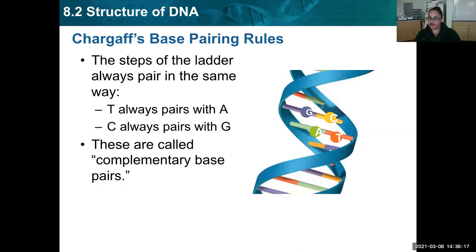And if you need help remembering that, A and T, they're letters that are made of sticks. You got an A, you got a T. The sticks stick together. And then C and G are the curly letters. The curly letters stick together. And these are called complementary base pairs because they go together.